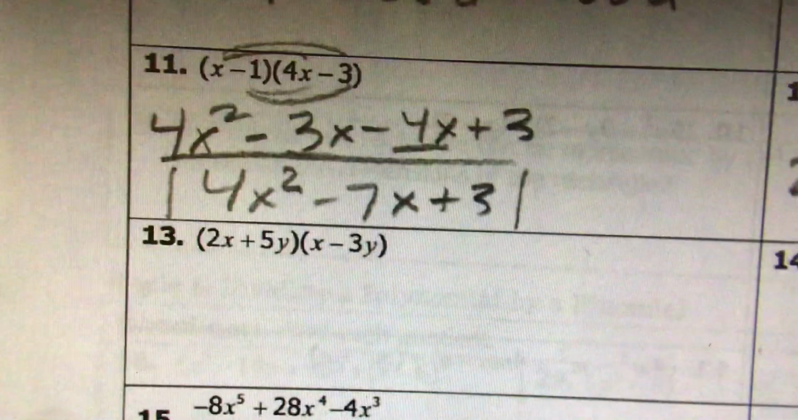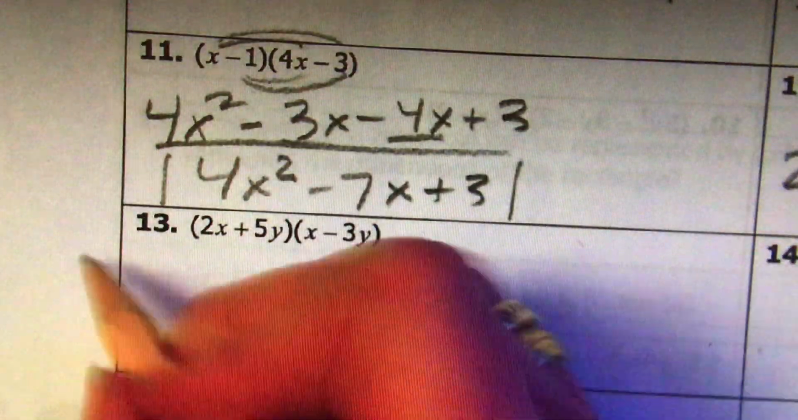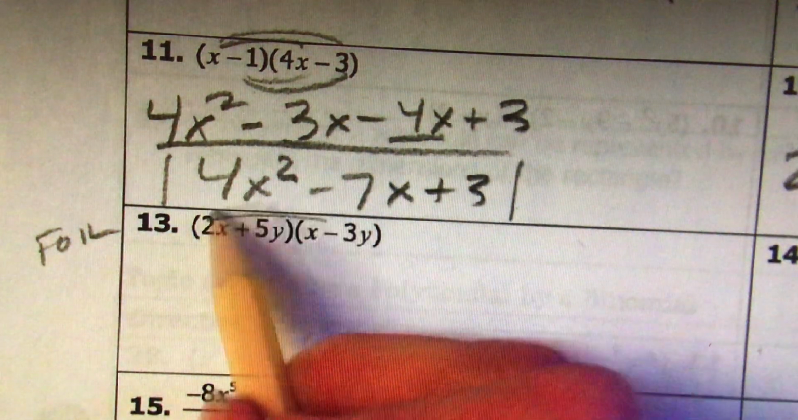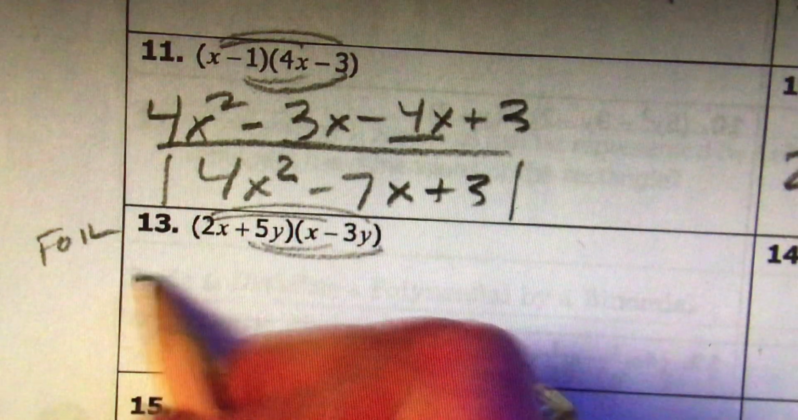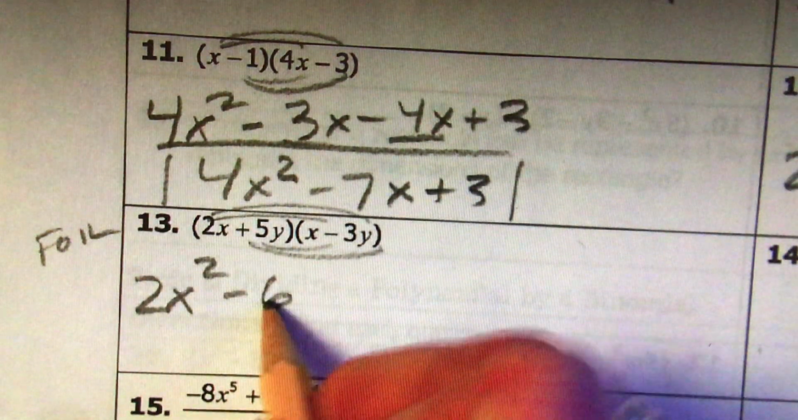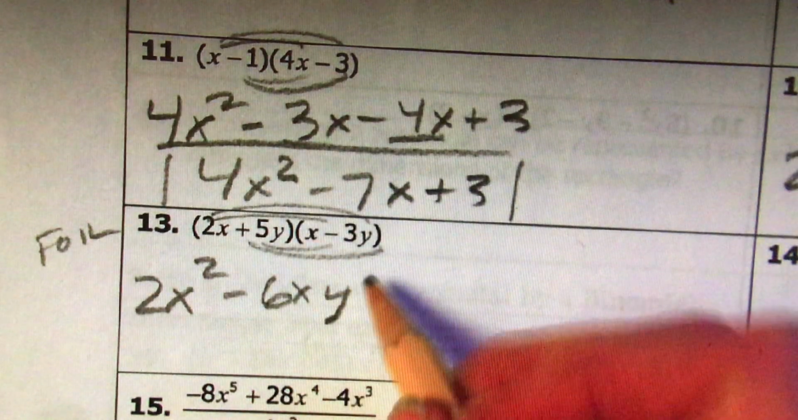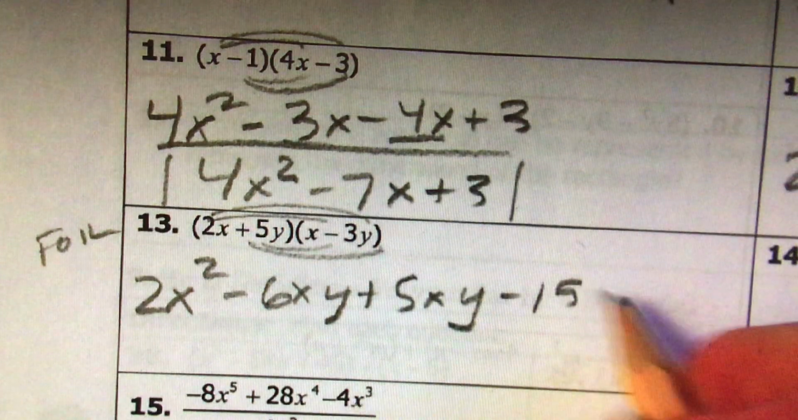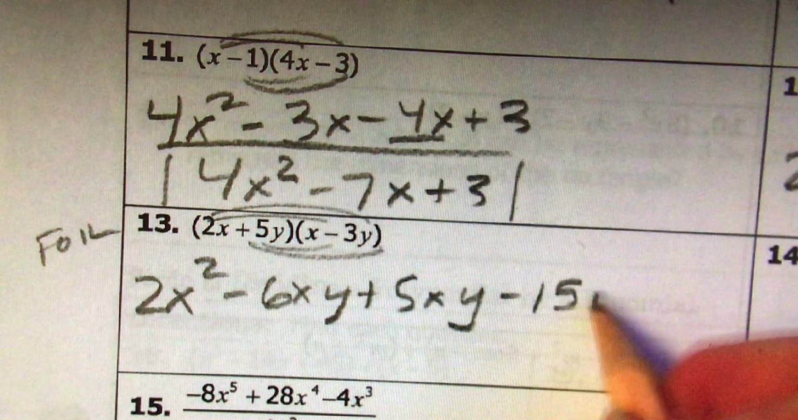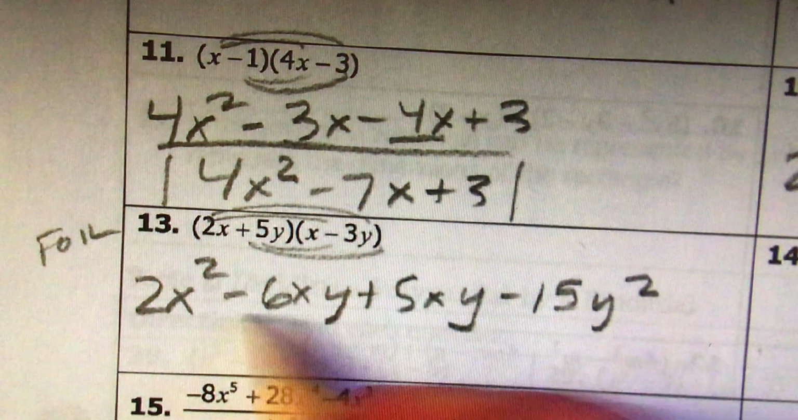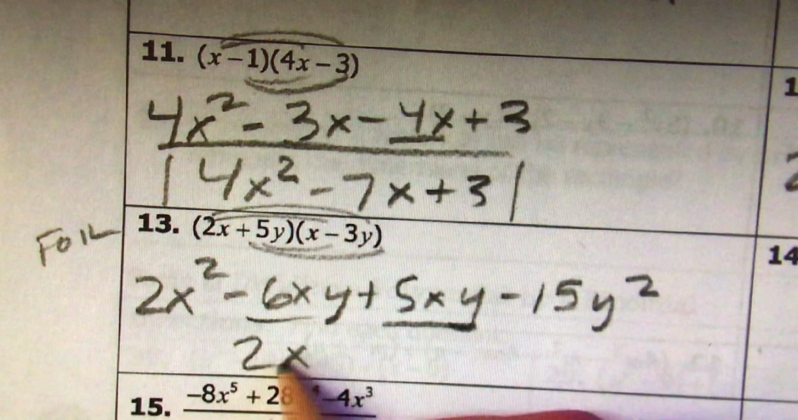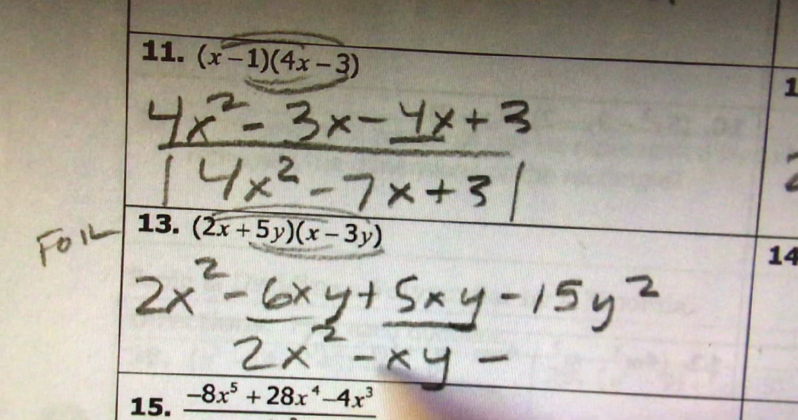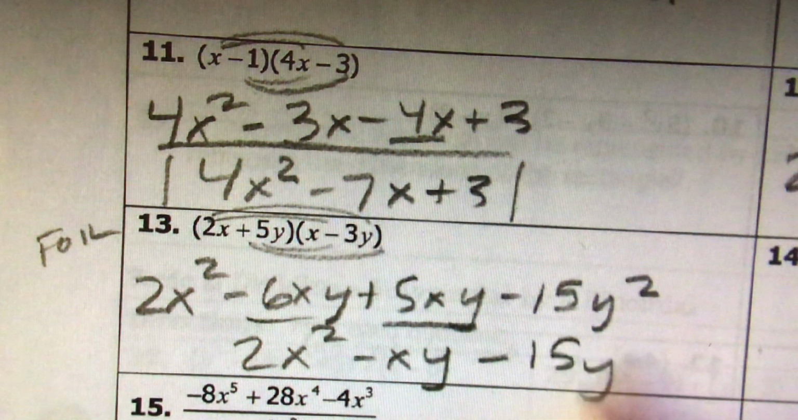13. FOIL. Again, this is FOIL. So 13, I should have 2x squared minus 6xy plus 5xy. And then positive 5 times negative 5 is negative 15y squared. Okay. Combine like terms, 2x squared minus xy, because I just have 1, and it's negative, 15y squared.